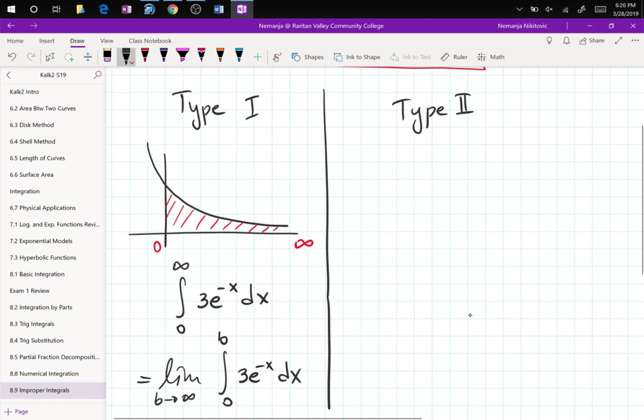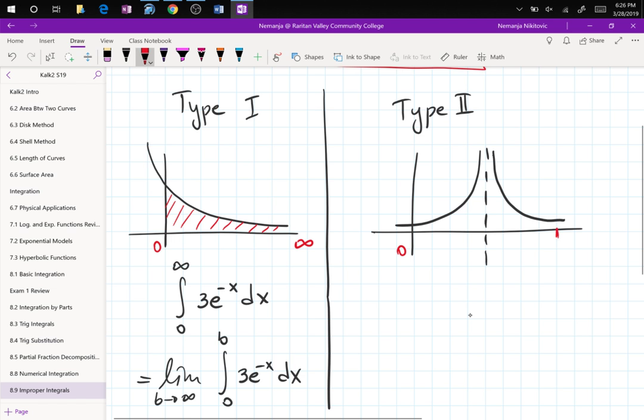Now, here is the type 2. A type 2 integral is going to be, let's say you have a vertical asymptote here, and then you go from 0 to, let's say this is 6, and this asymptote is at 3. You are looking for area under the curve here, and just as the previous one, this is where it's leaking. So now you still have an issue, because at this asymptote of 3, you have to work out the limit.